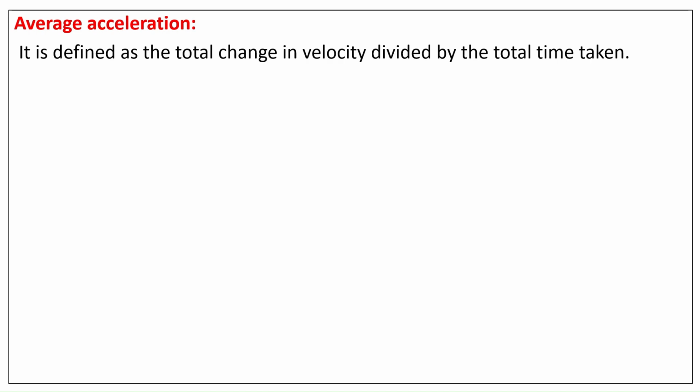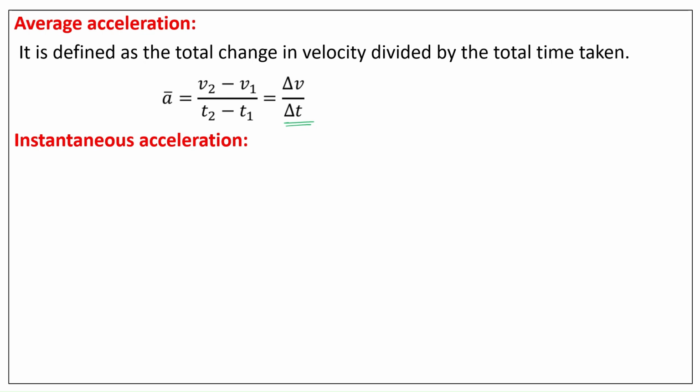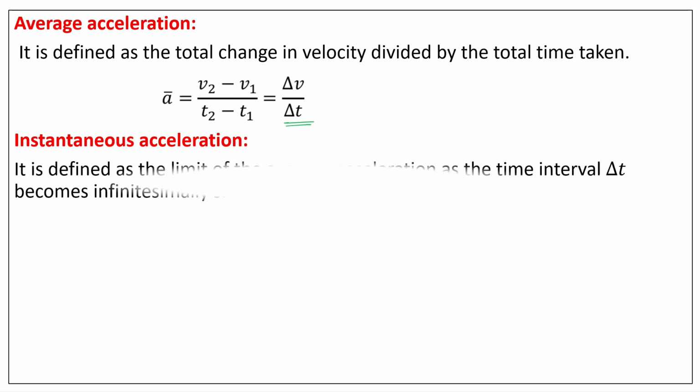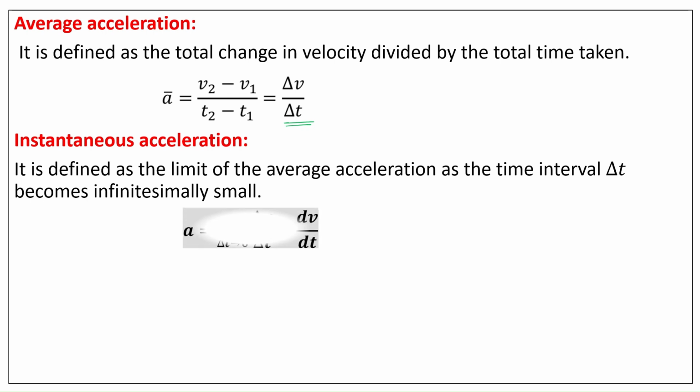Average acceleration. It is defined as the total change in velocity divided by the total time taken. a bar is equal to (v2 minus v1) by (t2 minus t1), which is equal to delta v by delta t. Next, instantaneous acceleration. It is defined as the limit of the average acceleration as the time interval delta t becomes infinitesimally small. a is equal to limit delta t tends to 0, delta v by delta t, that is equal to dv by dt.